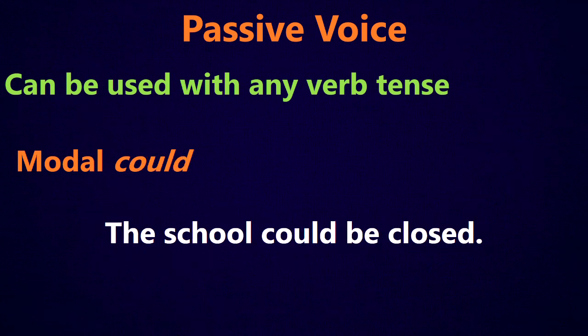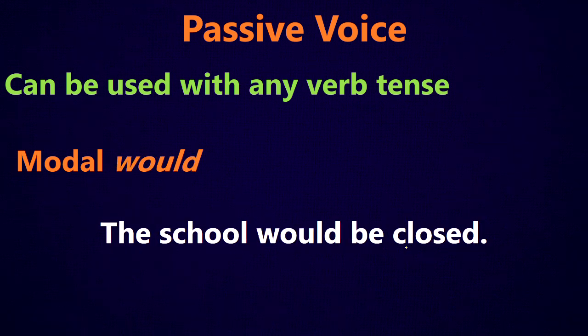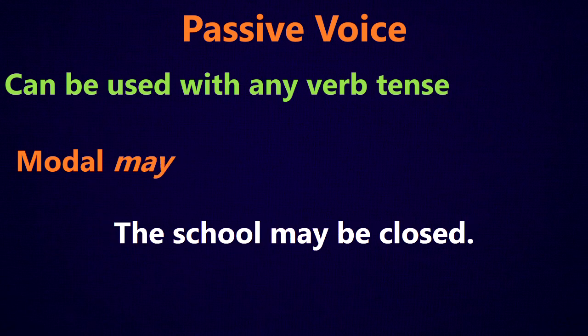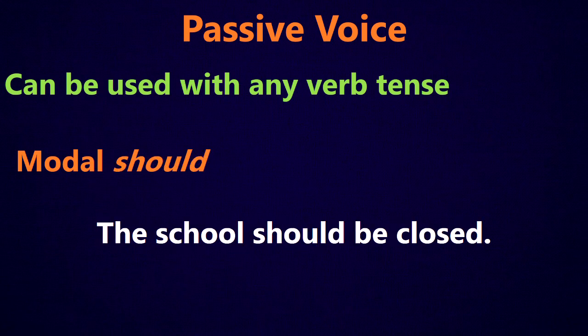The school could be closed. The school would be closed. The school might be closed. The school may be closed. The school should be closed. All of these are passive voice. They're just different verb tenses or modal forms of the passive voice.